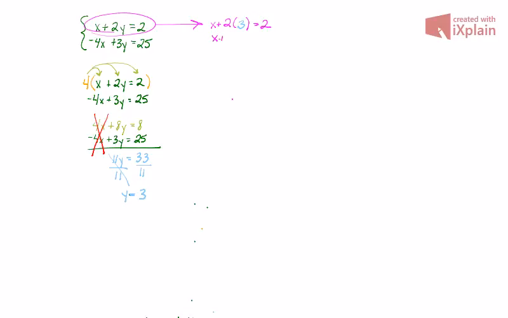So now I have x plus 6 is equal to 2. Subtract 6 from both sides, and I get x is equal to negative 4. So my final solution, again, note that we want to write it in a particular order, like a coordinate point. So the first position will hold our x value, and our second position will hold our y value.